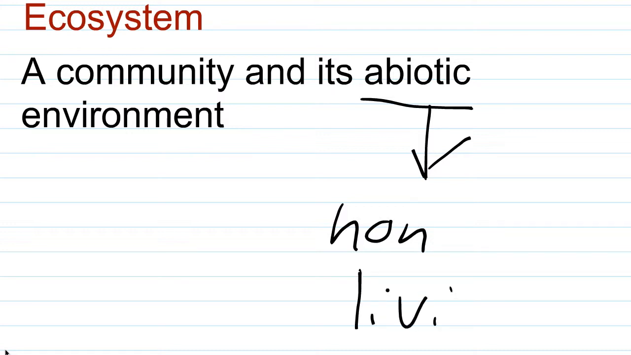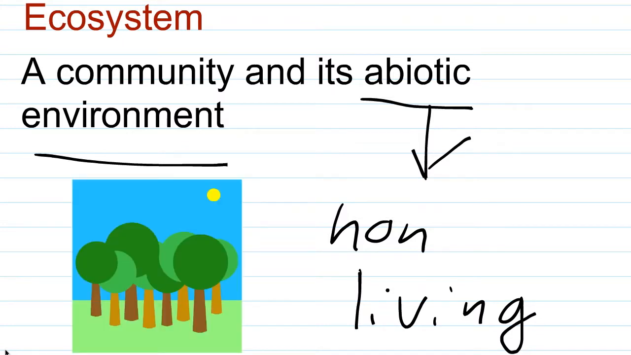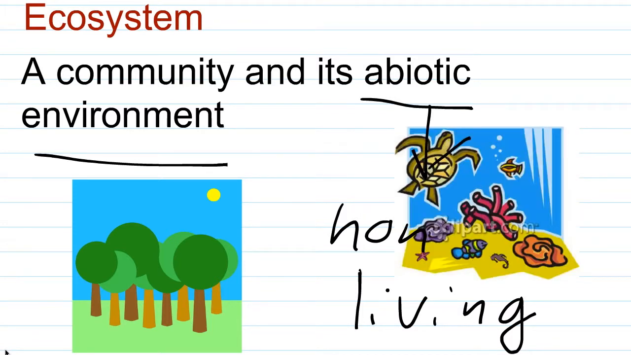The second one we have is ecosystem, a community, and its abiotic environment. If you don't know what that means, abiotic just means non-living. So are rocks included in an ecosystem? Of course, because they're not living. So living and non-living organisms, they're all included in this environment. If you want to think of an ecosystem, for example, you can think of a forest, or you may want to think of a sea. Those are all good examples of an ecosystem.